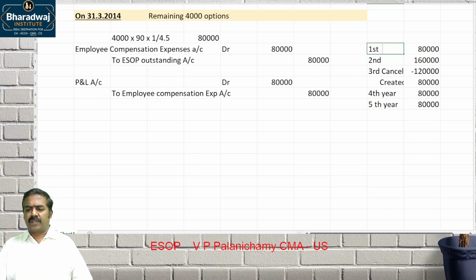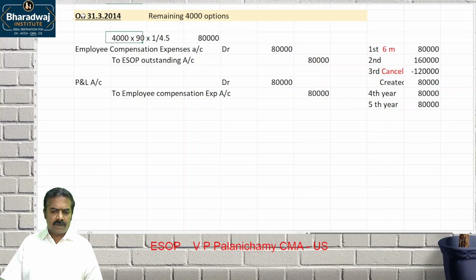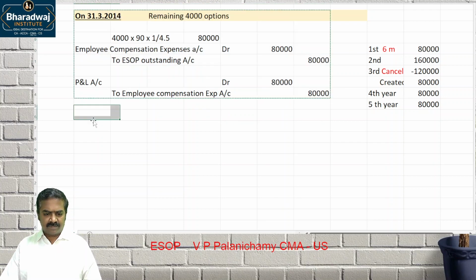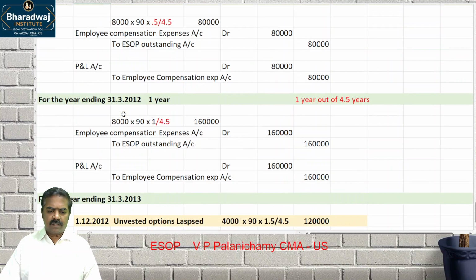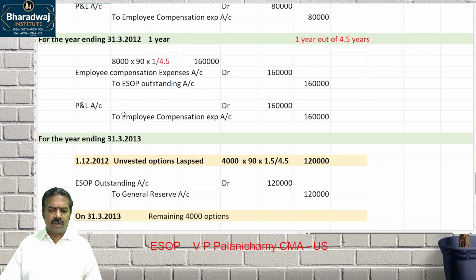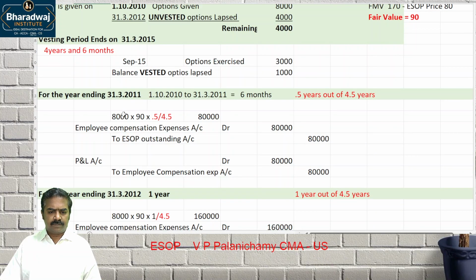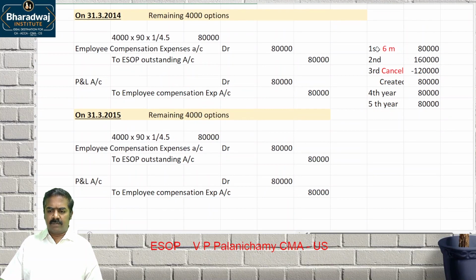Right, 4.5 years. In the first year, only 6 months period is covered. Second year we created 1,60,000. Third year we cancelled the excess provision, created 1,20,000 and created 80,000 for the current year. Fourth year, fifth year. One more year we have to continue, so repeat the entry. 31st March 2015 is the date on which the 4.5 years complete.